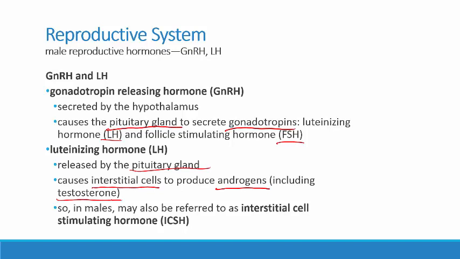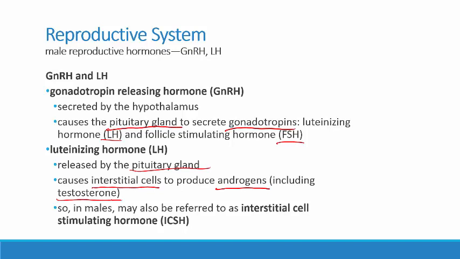Another name in males for LH, because it turns out that women produce LH as well, is interstitial cell stimulating hormone. We are only going to use the term LH, though, in this class. So LH and luteinizing hormone are the terms that we'll use to describe this particular hormone.